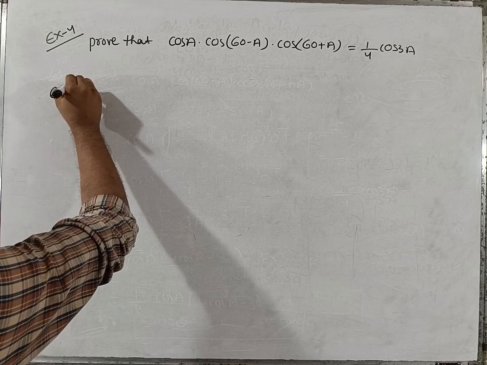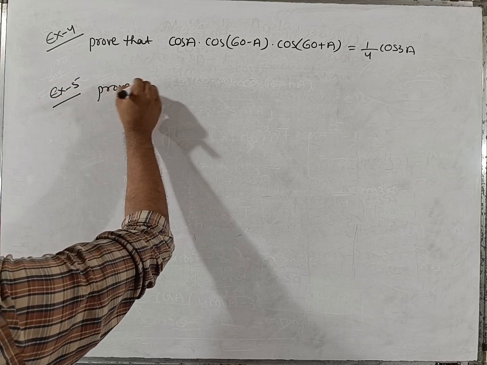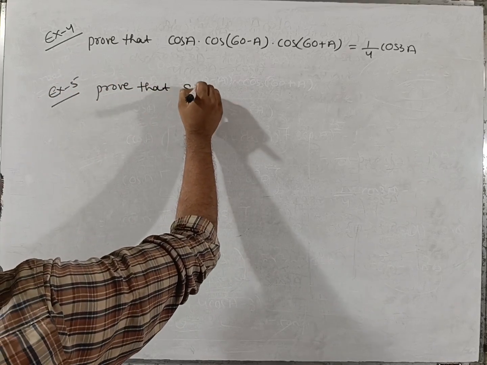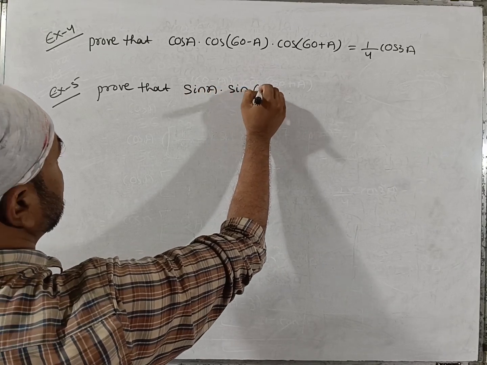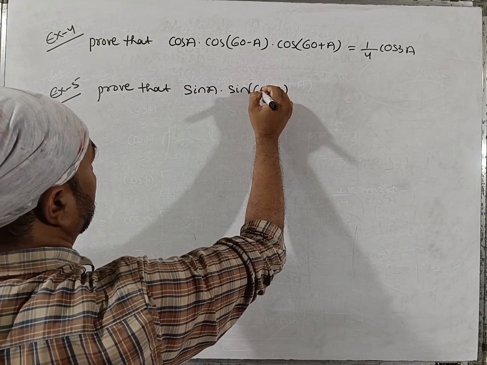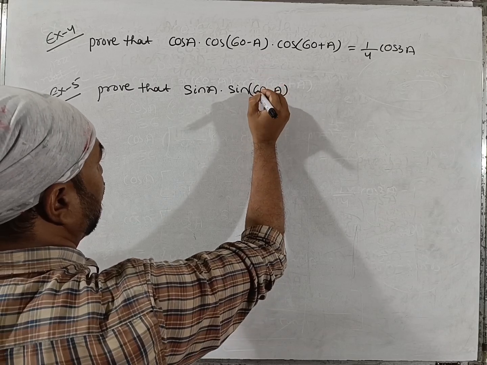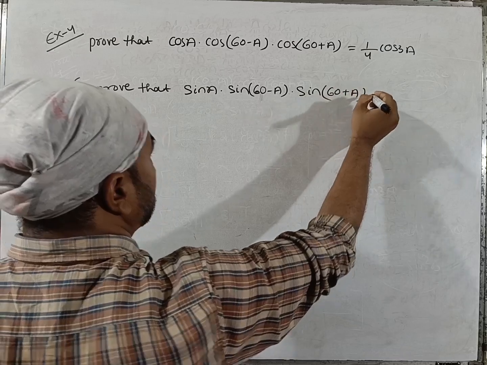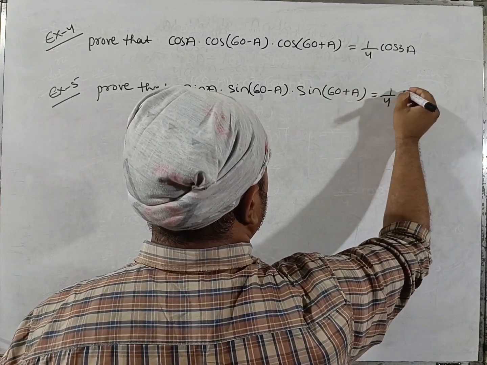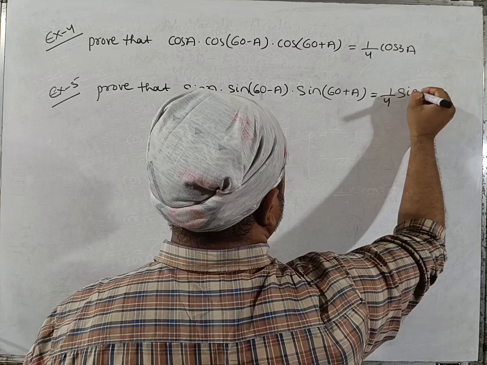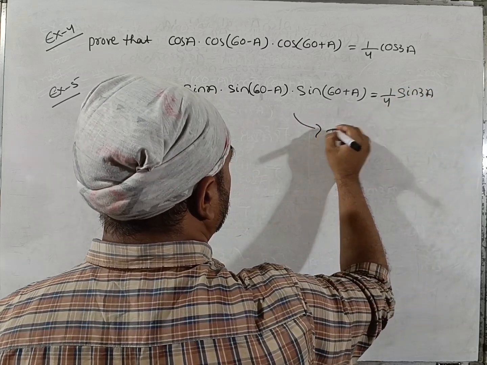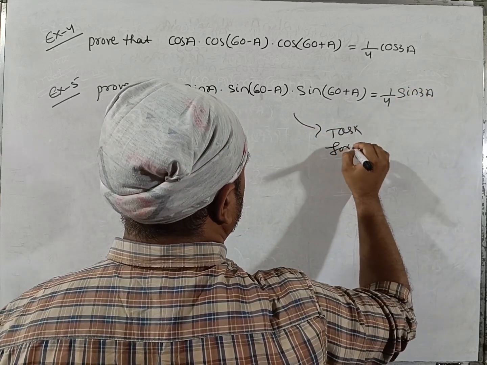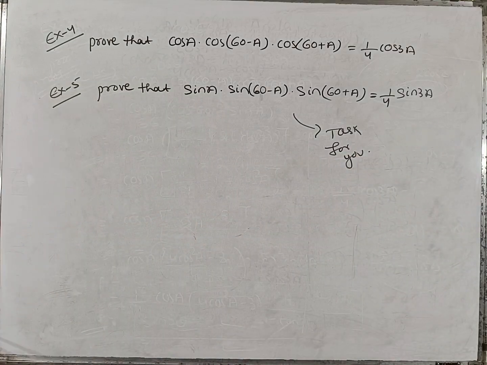Similarly, you have to prove sin A multiplied with sin 60 minus A multiplied with sin 60 plus A will be equal to 1 by 4 sin 3A, and it is the task for you. So it is all about the problem number 5. Then let us go through the problem number 6.